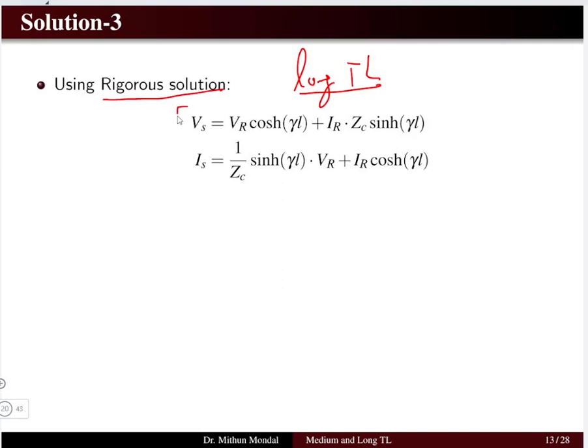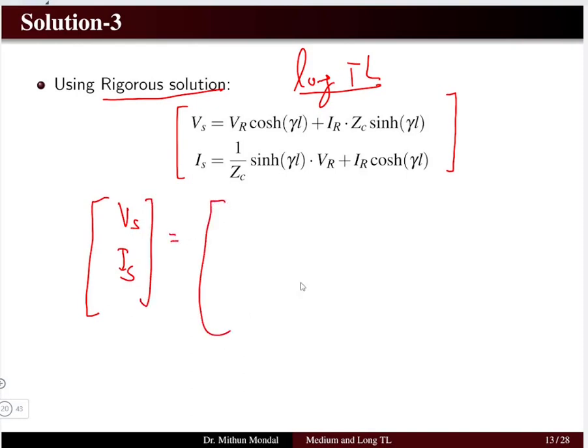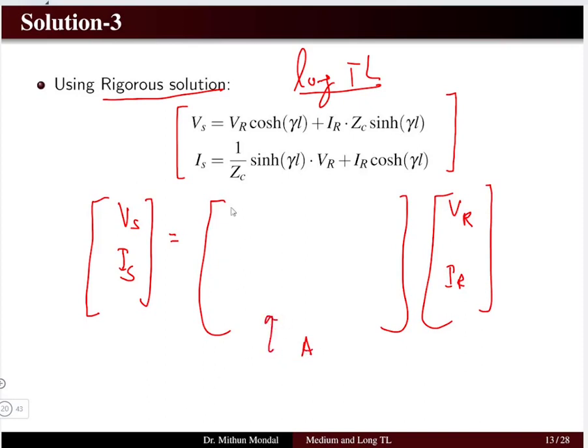So this is the formula that we have to use to determine the value of the sending end voltage and sending end current. So we have to remember this formula. Sending end voltage and sending end current we will be getting in terms of the receiving end voltage and receiving end current. So this matrix A is basically what we have to remember. So it is equal to cosh of gamma L, that is the propagation constant multiplied with the length of the transmission line. Zc is basically the characteristic constant, sinh gamma L.